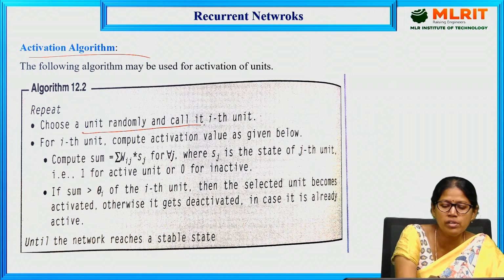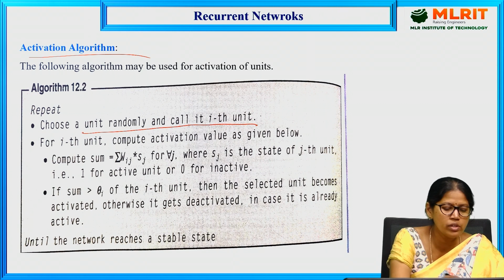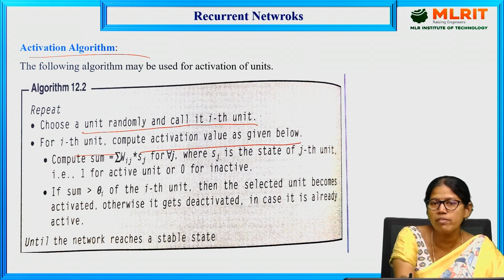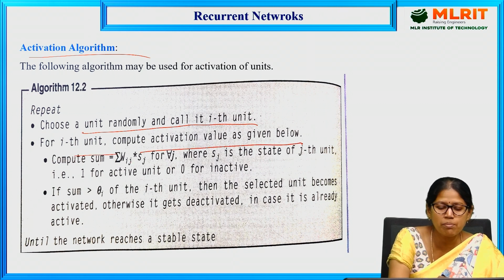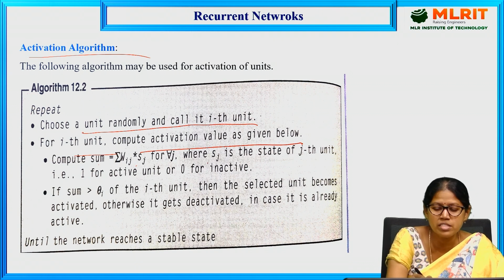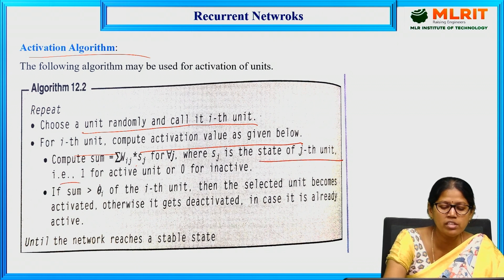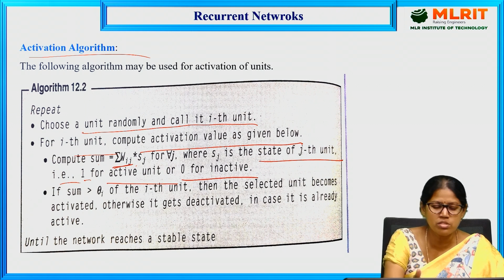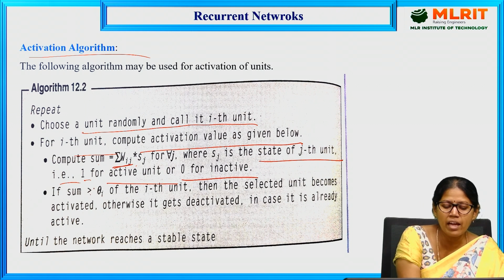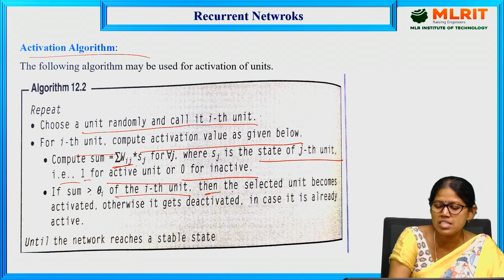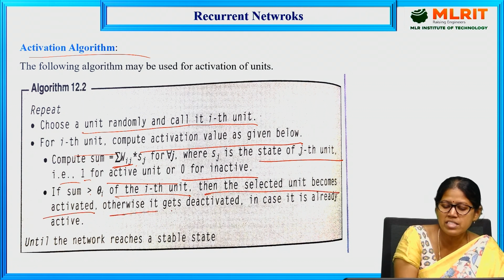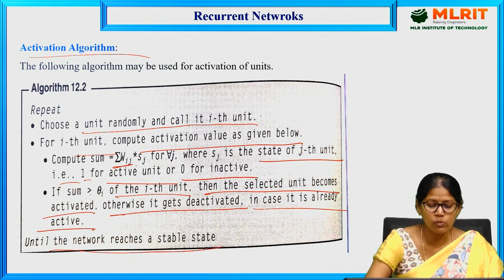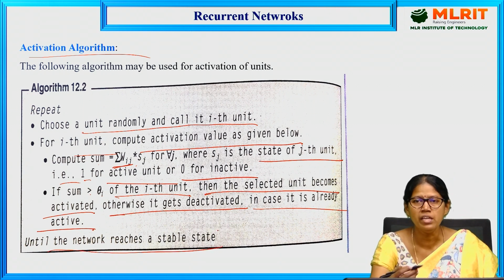So choose a unit randomly and call it the ith unit. For the ith unit, compute the activation value as given below using sigma Wij into Sj for all j, where Sj is the state of the jth unit, that means 1 for an active unit, 0 for an inactive unit, and Wij is the weight from the ith node to the jth node. If the sum is greater than theta i for the ith unit, then the selected unit becomes activated, otherwise it gets deactivated in case it is already active. Until the network reaches a stable state, this process will be repeated.